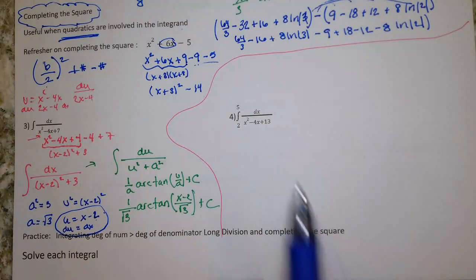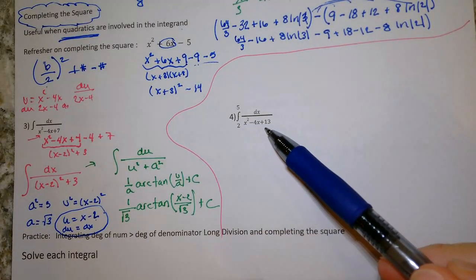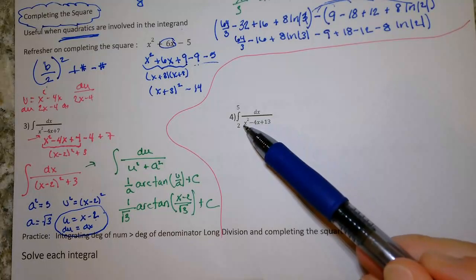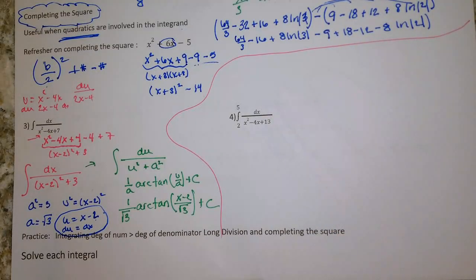All right, so I'm looking at the integral. I'm going to try my u-sub. I'm going to use the denominator. If I take this guy's derivative, I'm going to get du over the derivative, 2x minus 4. 2x minus 4 is not going to cancel with anything, so u-sub fails.